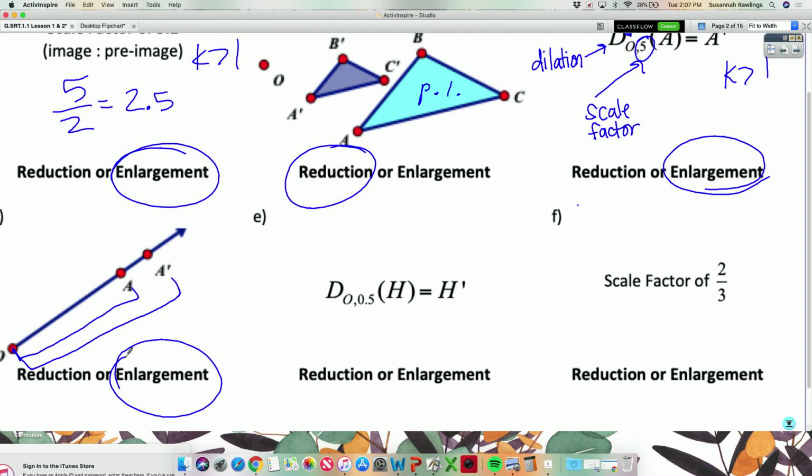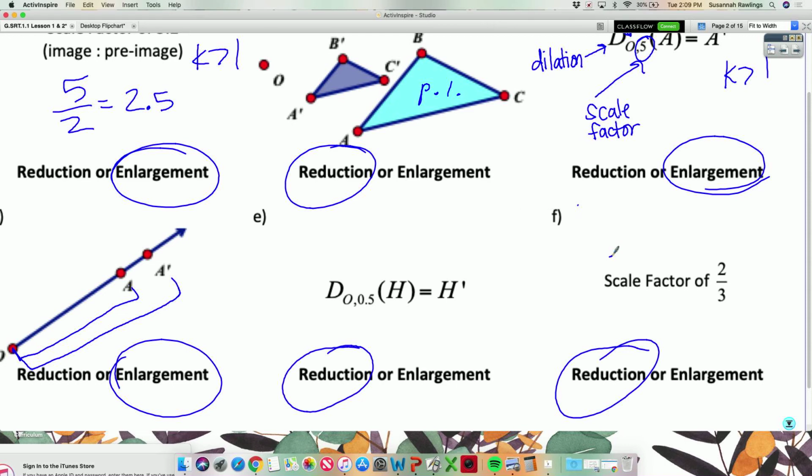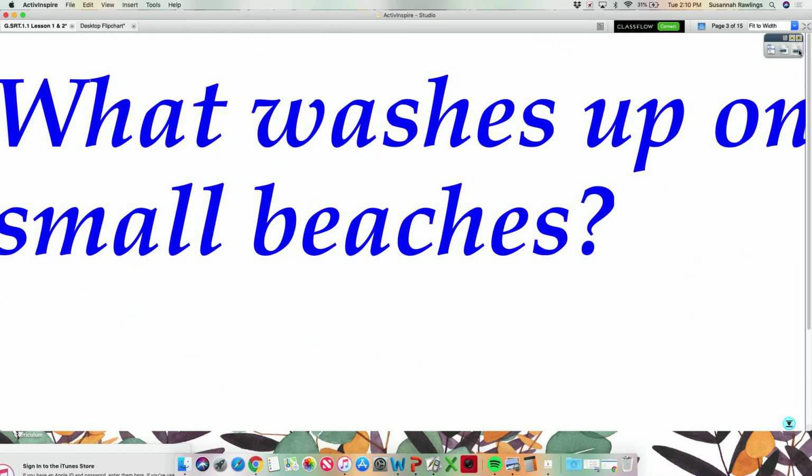Okay, so I'm going to pause the video here so you can try these last two with your partner. You want to pick out the scale factor and try. Okay, so if you compare 2/3 to 5/2, make sure you notice that just because it's a fraction doesn't necessarily make it a reduction. We kind of think of fractions as smaller, but if the numerator is bigger, then it's going to be greater than 1, or an enlargement. So make sure you're not always just assuming that it is a reduction.